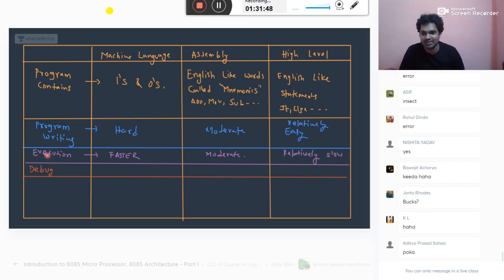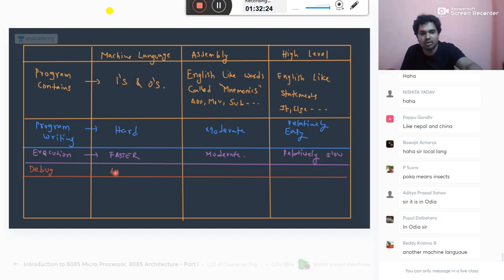Bug is nothing but an error. Technically, debug means you need to make a correction of the error. So debug is to correct the errors. It is difficult in machine language. You cannot debug it easily because everything is filled with ones and zeros. You will feel difficulty.